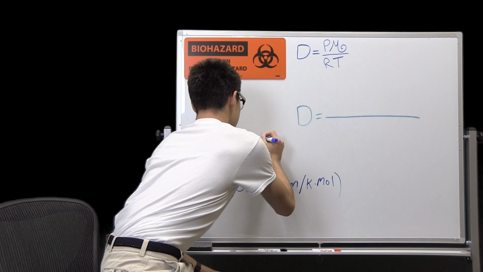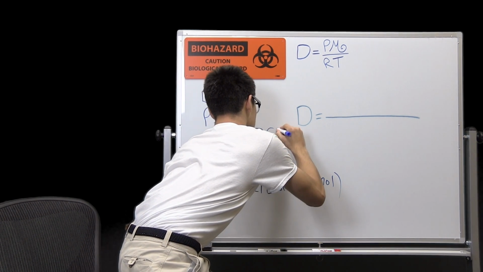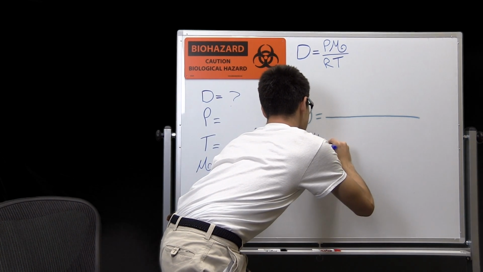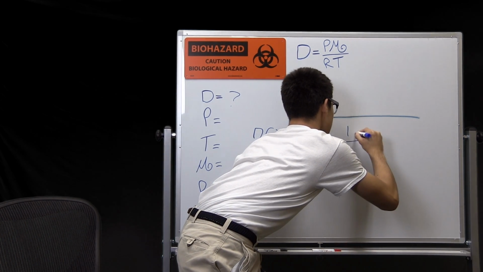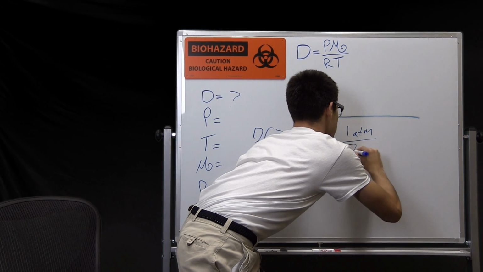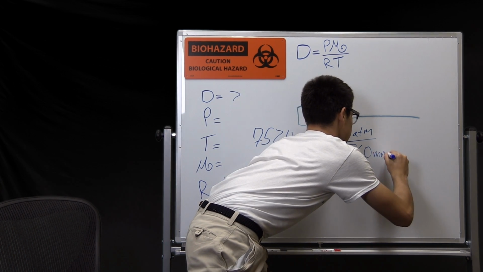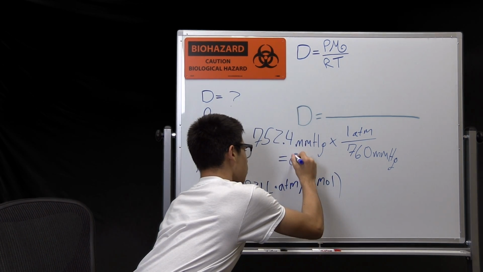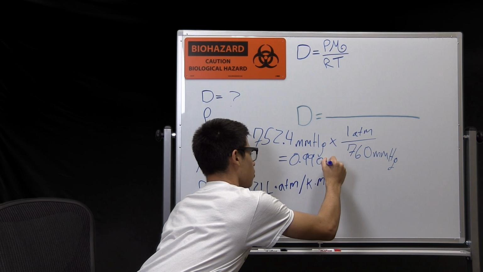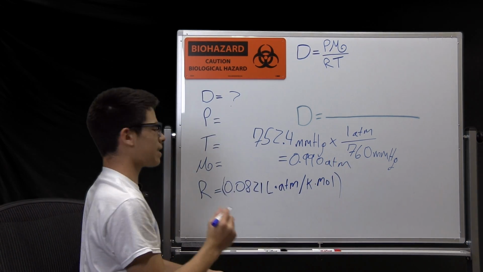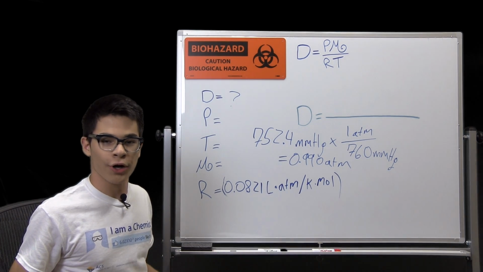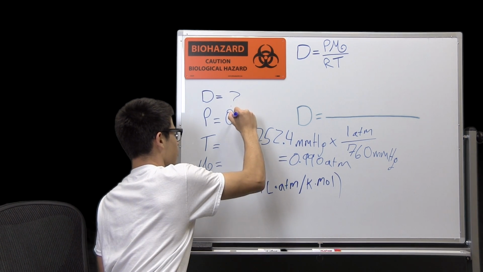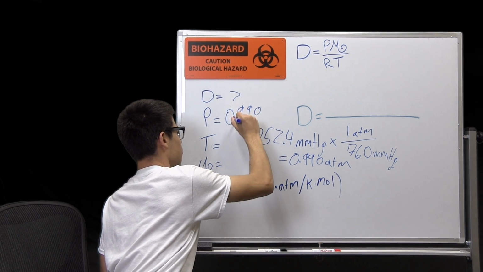So, 752.4 millimeters of mercury times the conversion factor, which is 1 atm for every 760 millimeters of mercury. And lo and behold, that gives us an answer of 0.990 atmospheres. So that is our pressure. That is a very acceptable pressure unit, not inappropriate at all. 0.990. A nice decimal point there.